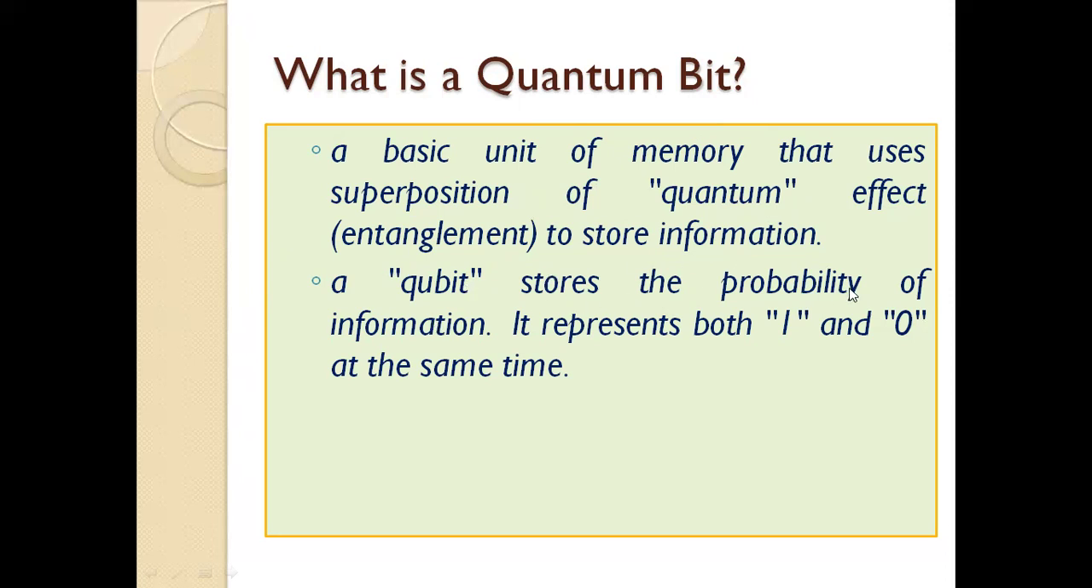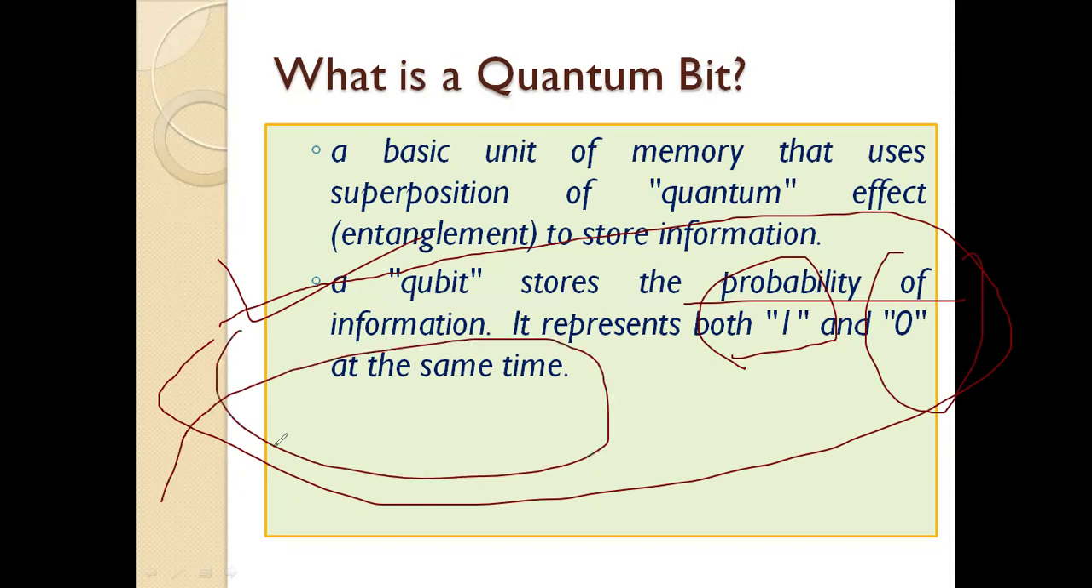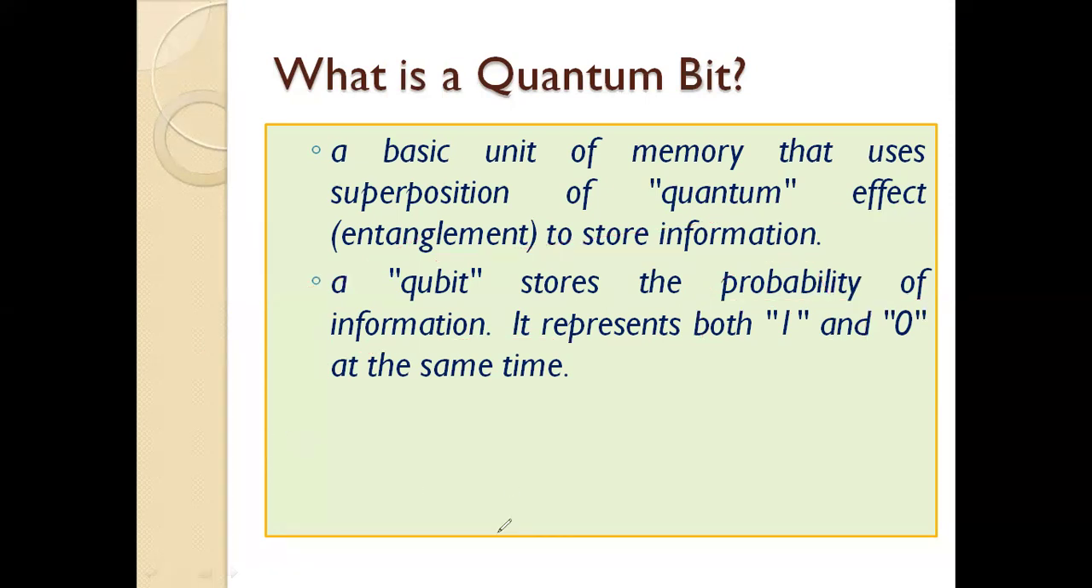So a qubit stores the probability of information. It represents both 1 and 0 at the same time. So you now got it how qubit has the power or differs from the classical bit, because qubit stores the probability of information and it can represent both 1 and 0 at the same time. Not our case of traditional computing, where we are using 0 or 1, either one of them possible at a time. But here, both can be possible. Well, okay, let me explain this.